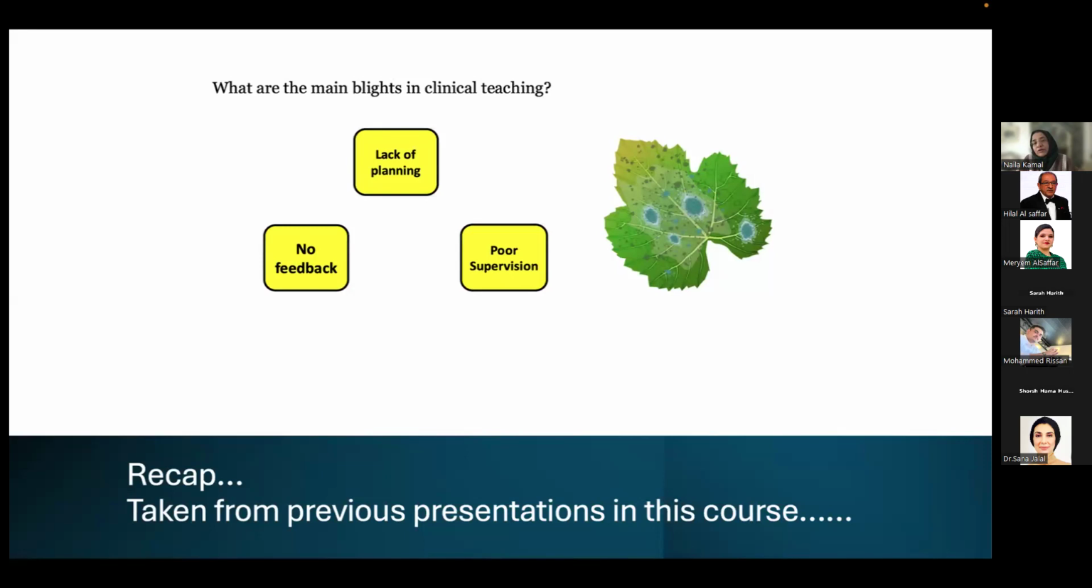So in one of your modules, this was presented: the reason why clinical teaching might not be as good or as effective as it should be is because of these points that were raised, in which there is lack of planning, no feedback, I would say no effective feedback, and poor supervision. Something else was mentioned. Let's look at that. If my slide is going to move.